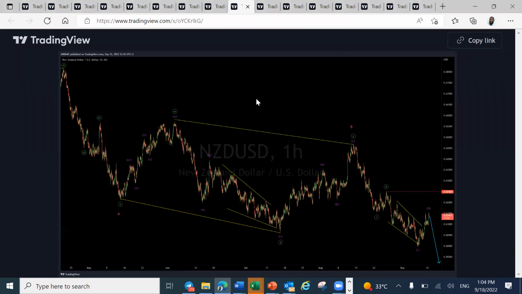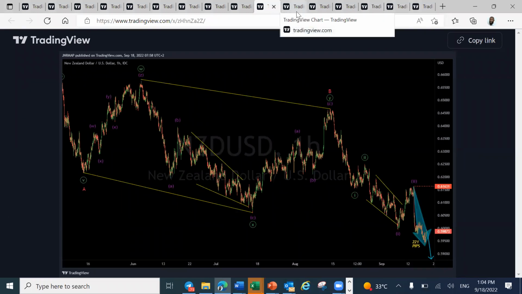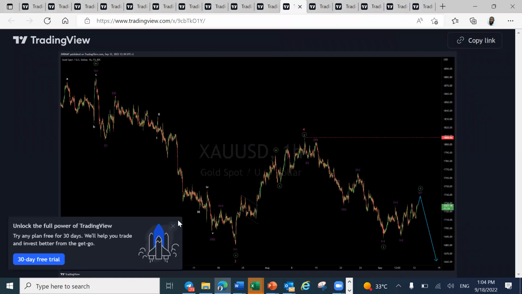Right, New Zealand US dollar, no brainer. It is a pullback. We expect that it will continue to the downside, correlated to Aussie. That is what you've got, 221 pips, and this is in just last week. You can do the math and calculate how many pips those were on the US dollar.